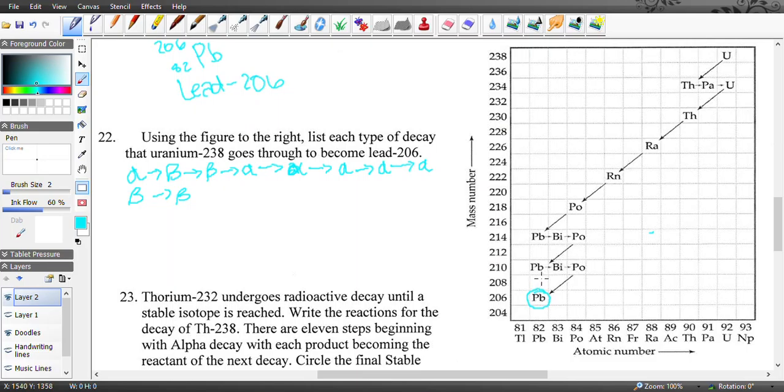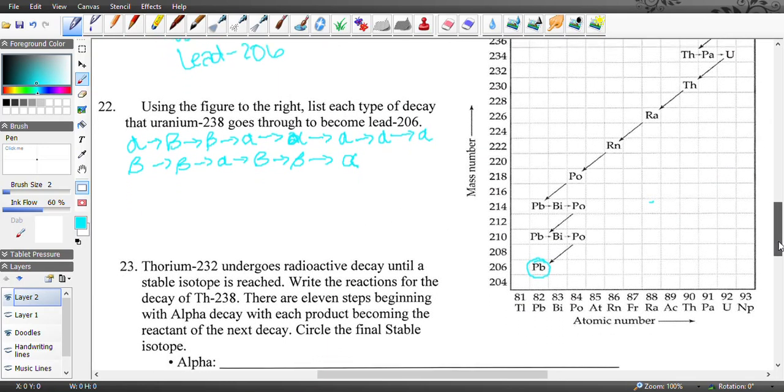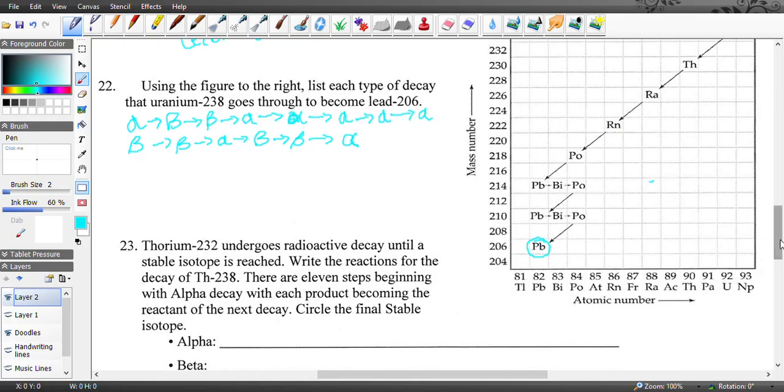We lose another 4, so that's an alpha decay. And then again, following the same pattern, beta, beta. So what happens here? Let's see, 210, 206, that's going to be another alpha decay. So, like I said, sorry about the handwriting. It looks really bad, but remember, you just need to know your definitions on this.